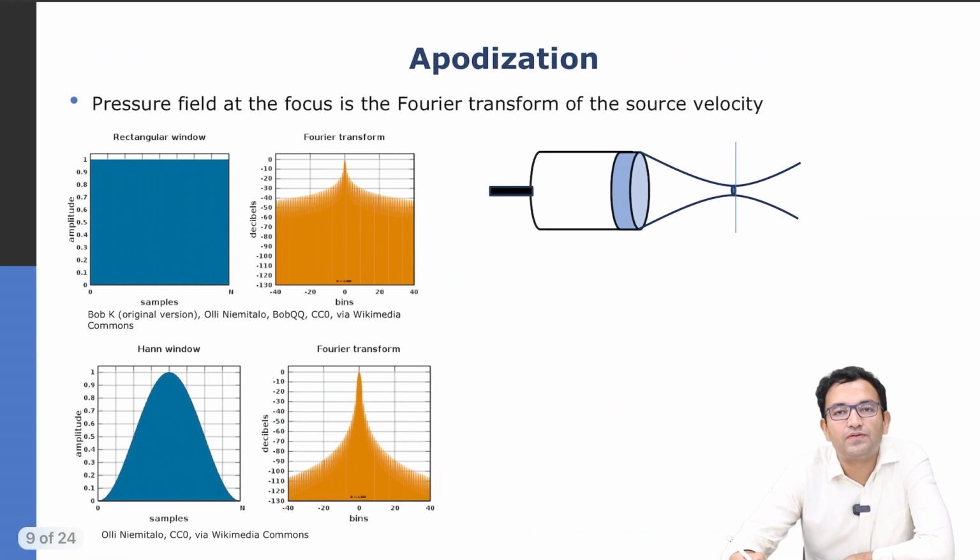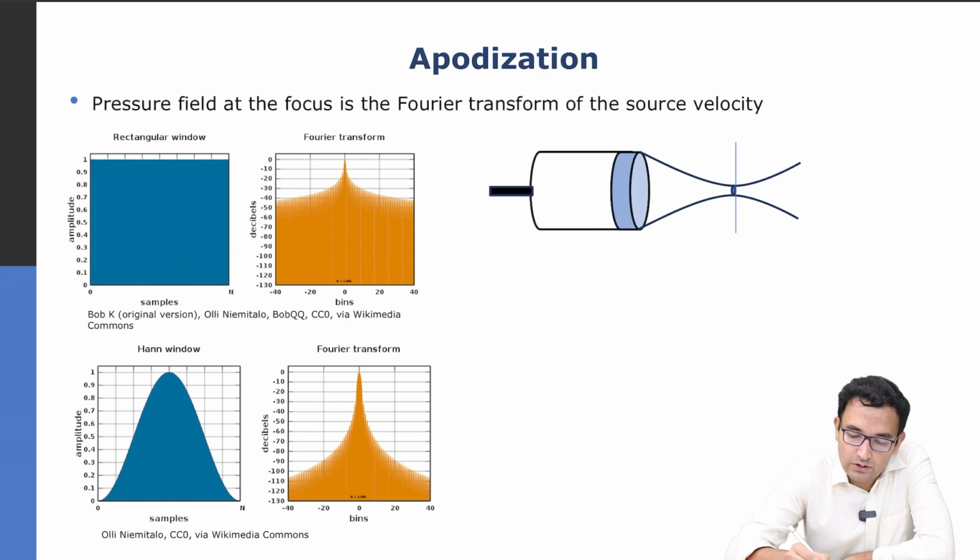And here are some examples that we had seen. If you have a rectangular window, or the aperture or the source velocity function resembles a rectangular window, then you get the Fourier transform here with a very high side lobe level. But if we provide a Hann window, which is a smooth window function, then you can see the side lobe level has dipped considerably, but you also see that the main lobe here is not as sharp as this. So that's what signal processing is. It is essentially about trade-offs.